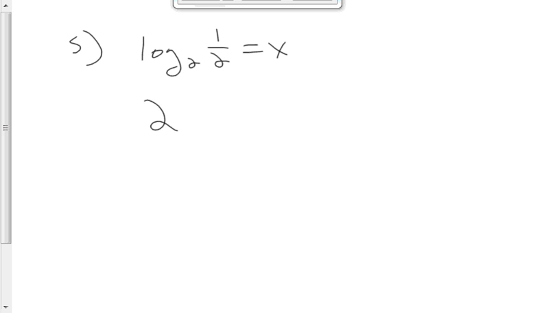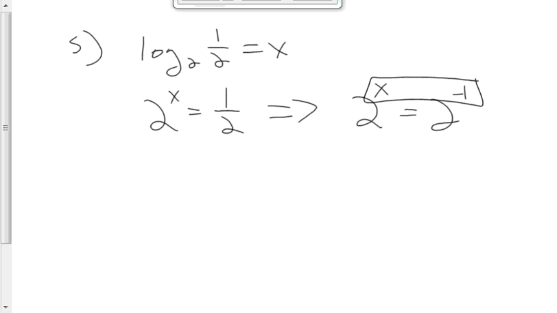we can rewrite it as 2 to the x equals 1/2. Then I want each side of the equation to be the same base. And 2 and 1/2 can both be written as base 2. So 2 just stays 2, but 1/2 is 2 to the negative 1. Now that they're both base 2, I can just set the exponents equal, and in this case, x would just be negative 1. So that overall means log base 2 of 1/2 is negative 1.